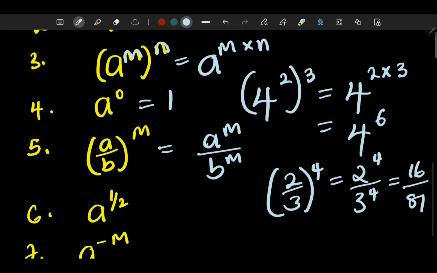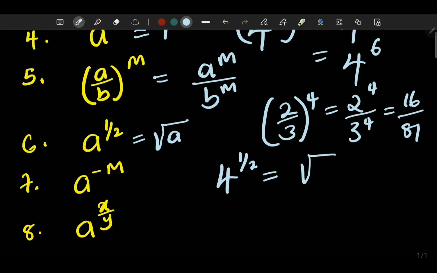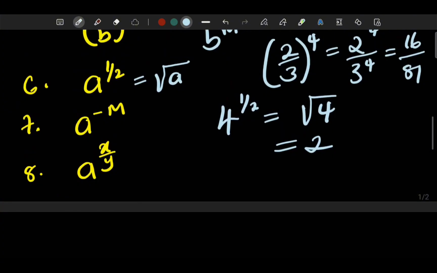Now, whenever the power of a number or a letter is half, it simply means the square root of that value. So this is the square root of A. If I have 4 to the power of half, the equation is indirectly asking me to find the square root of 4. And the square root of 4 is just 2. Good.